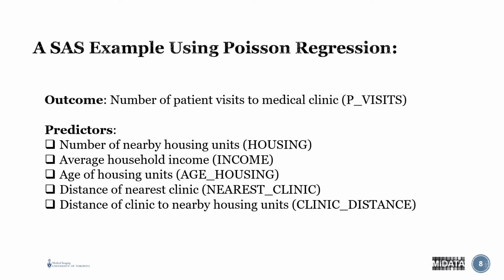So let's jump into a SAS example using Poisson regression. Our outcome is going to be the number of patient visits to a medical clinic. And our predictors, or explanatory variables, are going to be, first, the number of nearby housing units, so how densely populated is the area around the clinic. The average household income. The age of the housing units, meaning how old the housing units are. The distance of the nearest competing clinic. And the distance of the clinic to the nearby housing units.